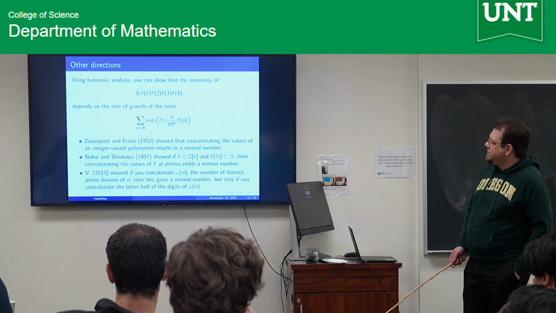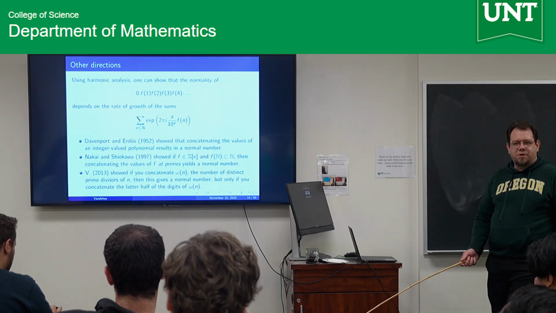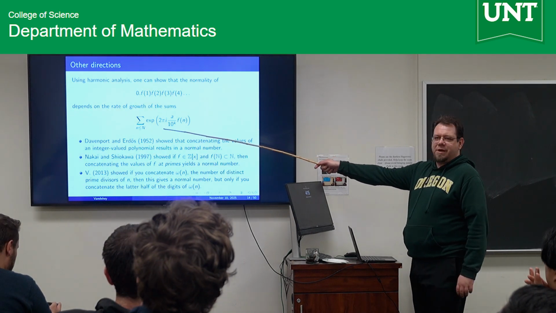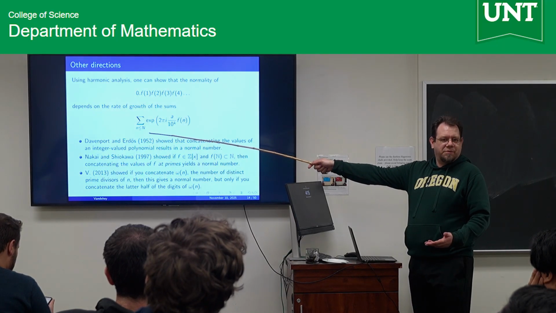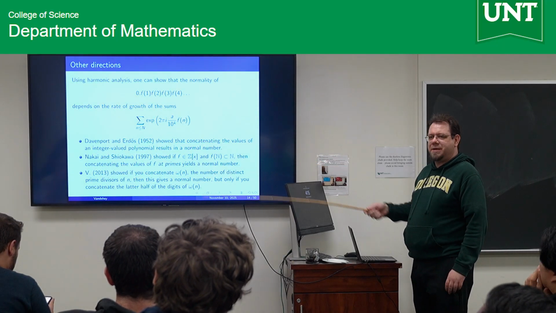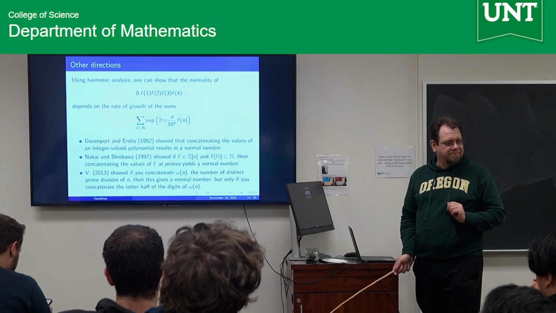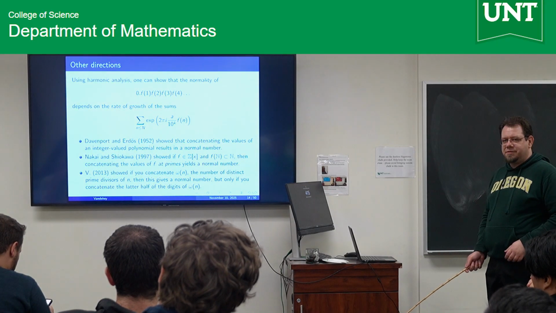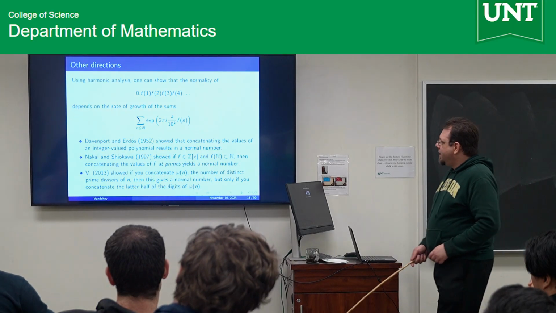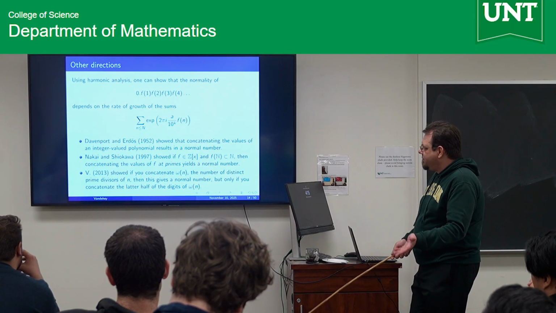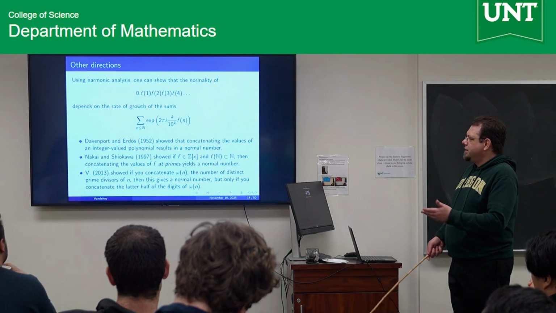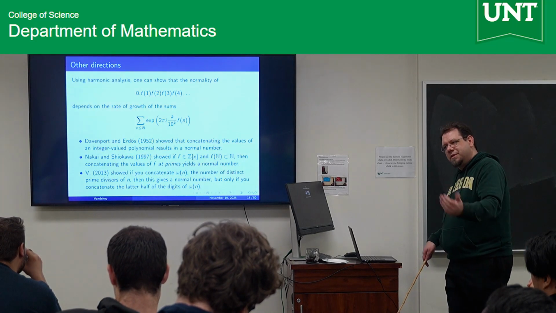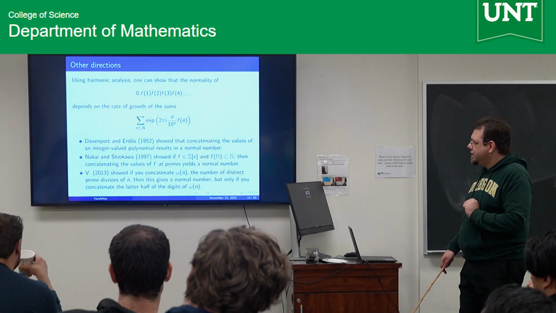And there's lots of other different methods that have popped up. There's one method that uses harmonic analysis to say, well, actually the problem can be expressed in terms of exponential sums. And if we can show that all of these exponential sums are small, then we get that the number is normal. And this has been used by a variety of people. Davenport and Erdős, there's that Erdős guy again, showed that concatenating the values of integer valued polynomials works. Nakai and Shiokawa did the same thing, but basically said, well, you can look at polynomials evaluated at primes rather than polynomials at all values.